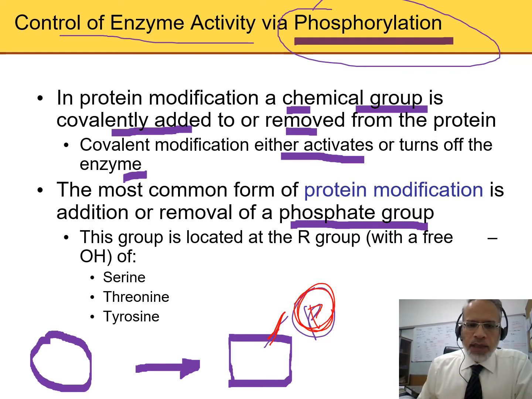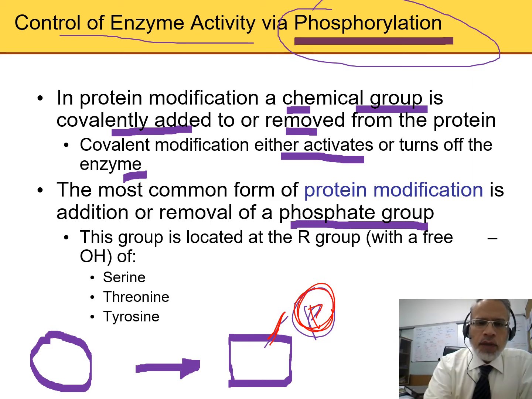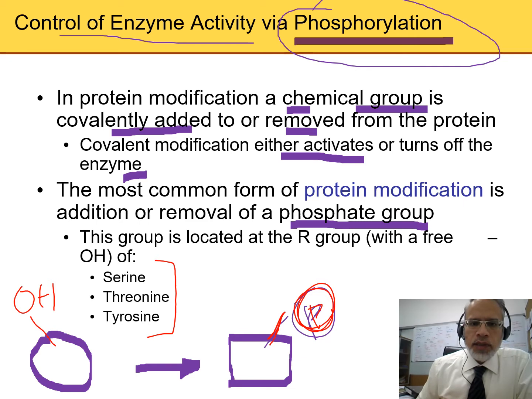Now these phosphate groups have to be added somewhere, and they're added to amino acids, because these 3 amino acids have an OH group. So phosphorylation is a modification added to the OH groups of amino acids, and the 3 amino acids that have OH groups are serine, threonine, and tyrosine. And you add a phosphate to this OH group. And the phosphate, of course, is coming from somewhere, and it has to come from ATP.